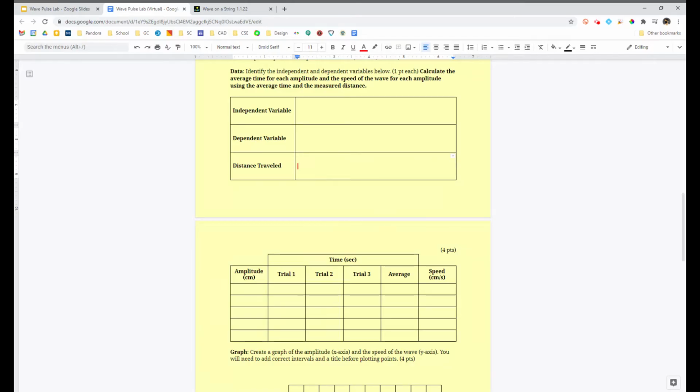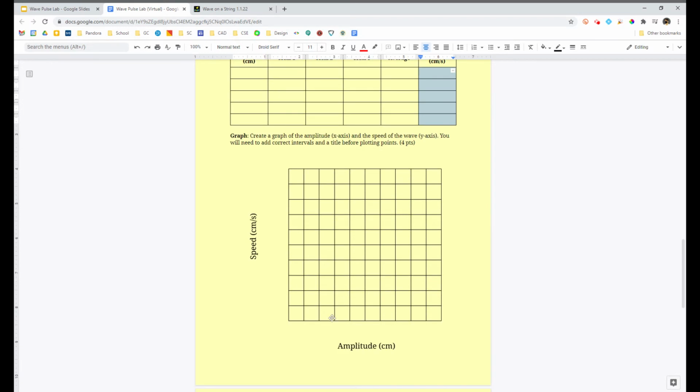That's taking the distance that you measured between the two ends and then dividing it by these average times to then calculate these speeds right here. And once you have this data table filled up, then you're plotting that data on this speed and amplitude graph. And so the amplitudes that we asked you to test will go along the bottom, and the speeds that the waves traveled at will be on the y-axis.